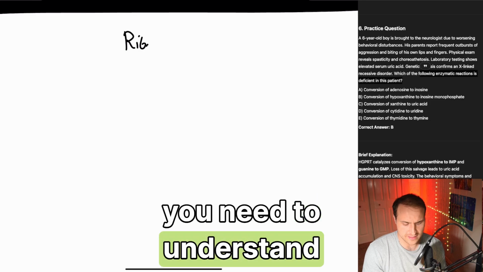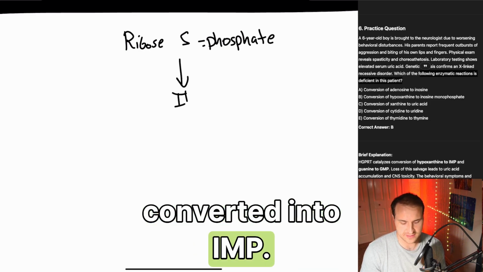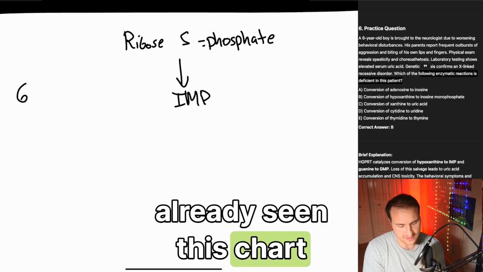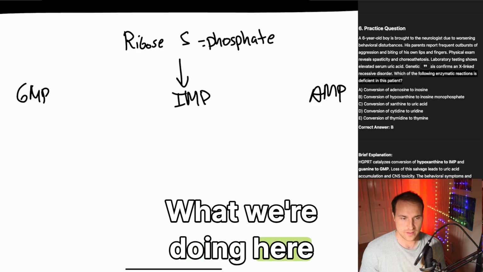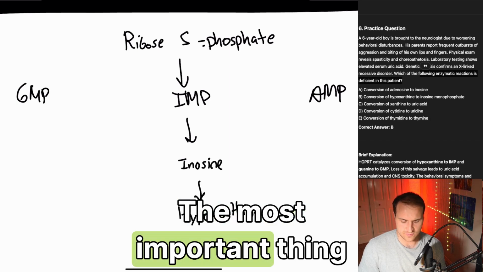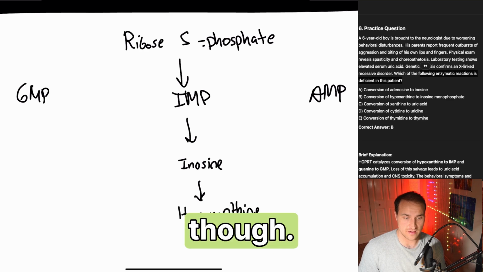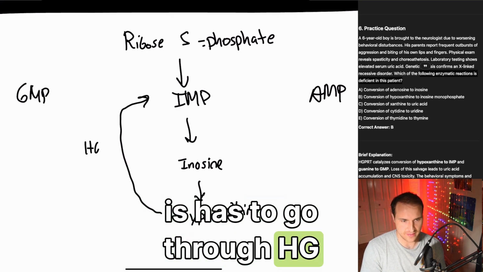What you need to understand is that we have ribose 5-phosphate up here. That's going to get converted into IMP. You guys have probably already seen this chart before: IMP, GMP, AMP. What we're doing here is explaining the salvage pathway for purines. From IMP, and you don't really need to know too much of this, don't get too into the weeds here. The most important thing you need to know is hypoxanthine is over here, though. And the way the hypoxanthine gets back to IMP has to go through HGPRT.